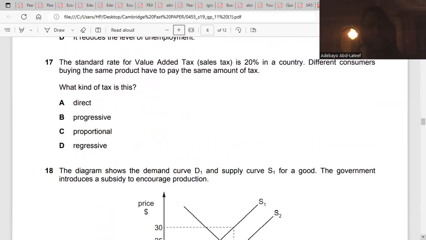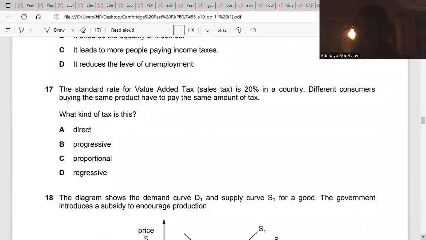For 17, the standard rate for value-added tax is 20% in the country. Different consumers buying the same product have to pay the same amount of tax. That is regressive because it means a very rich person will pay the same amount of tax a very poor person will pay in buying the product. Because value-added tax is an ad valorem tax. It's a tax on consumption. It's an indirect tax.